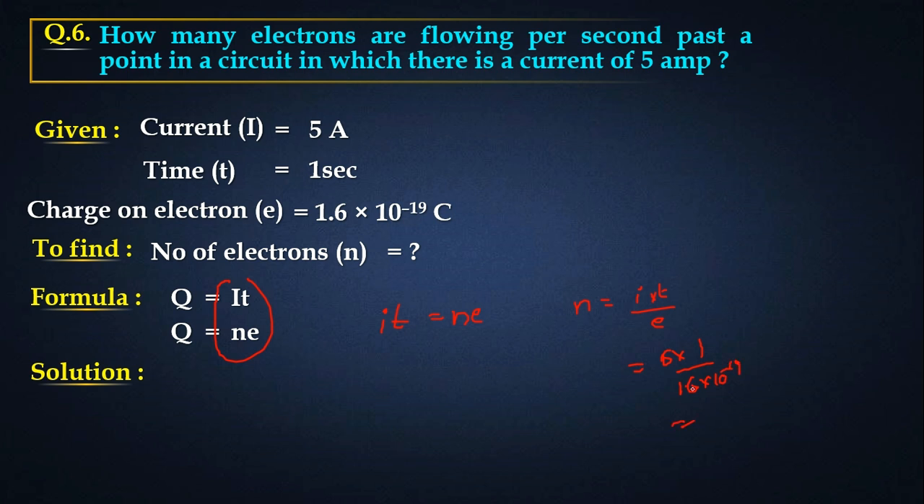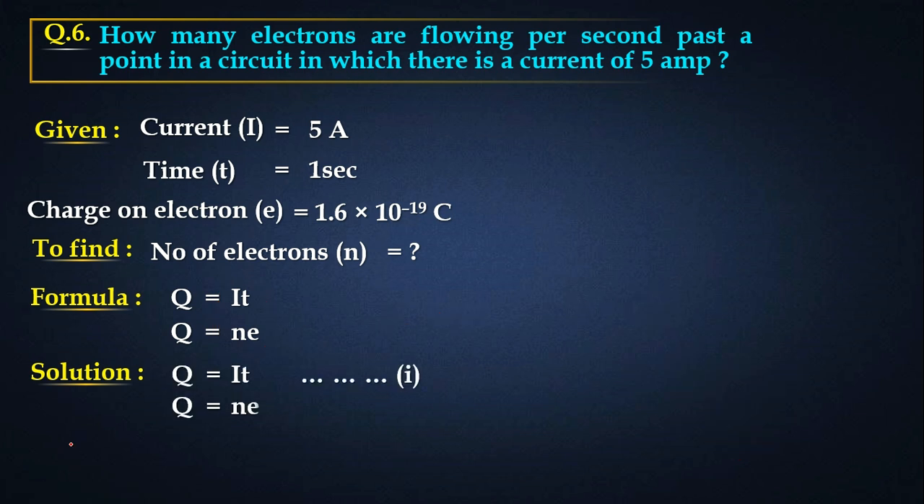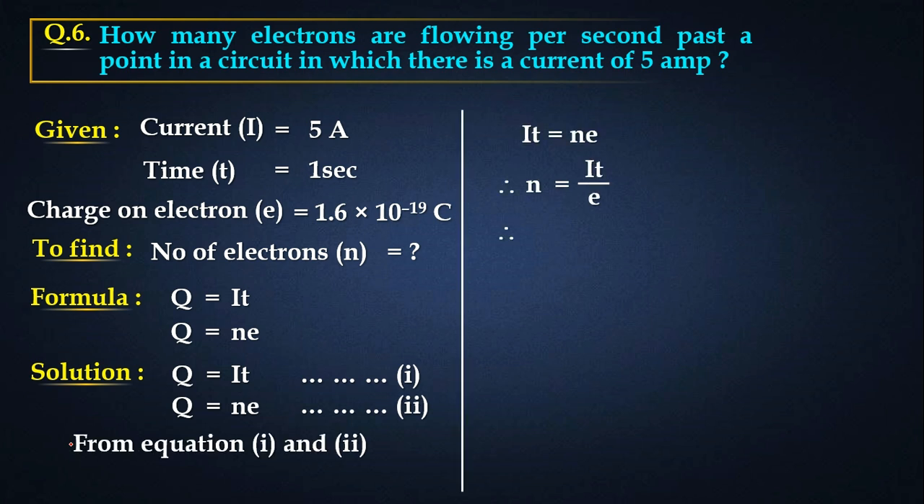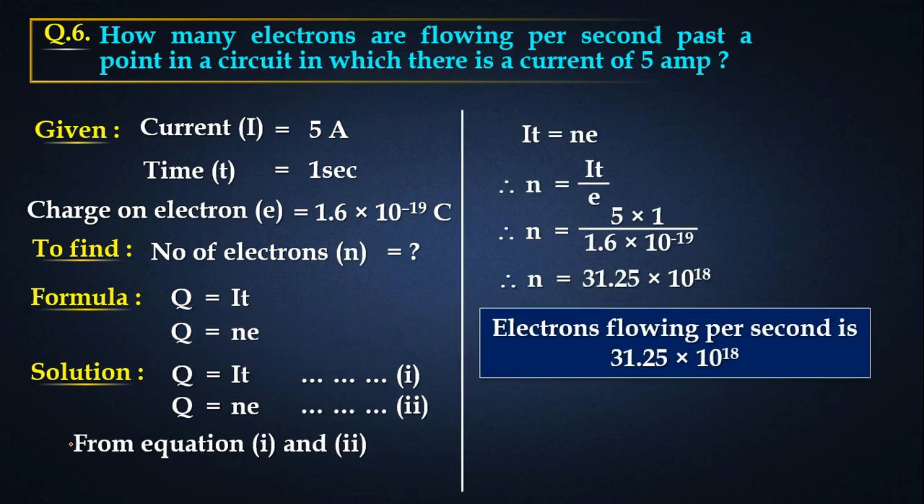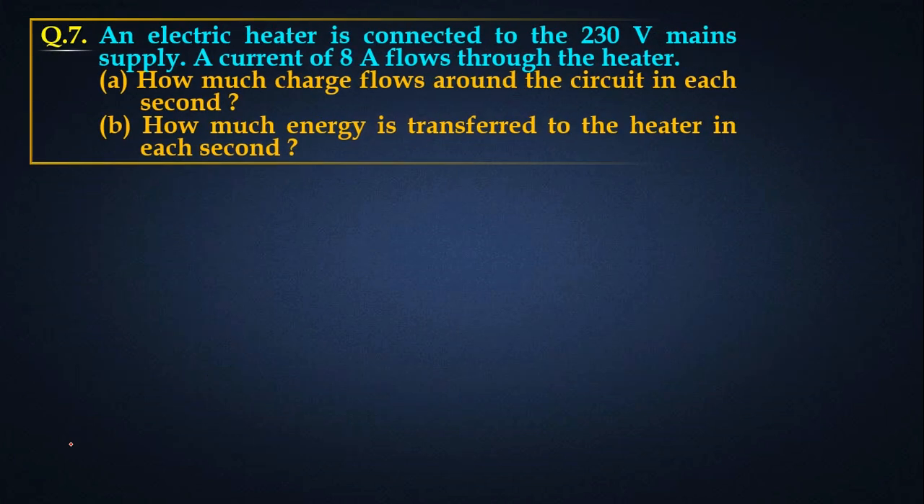So 1 by 1.6 into 10 power minus 19 is equal to 6.25 into 10 power 18, into 5. 5 sixes are 30 and 5 twos are 10, so 31.25 into 10 power 18 is the right answer. From equations 1 and 2, we get this value, 31.25 into 10 power 18 electrons flowing per second. Is it clear? Now look at the next question.